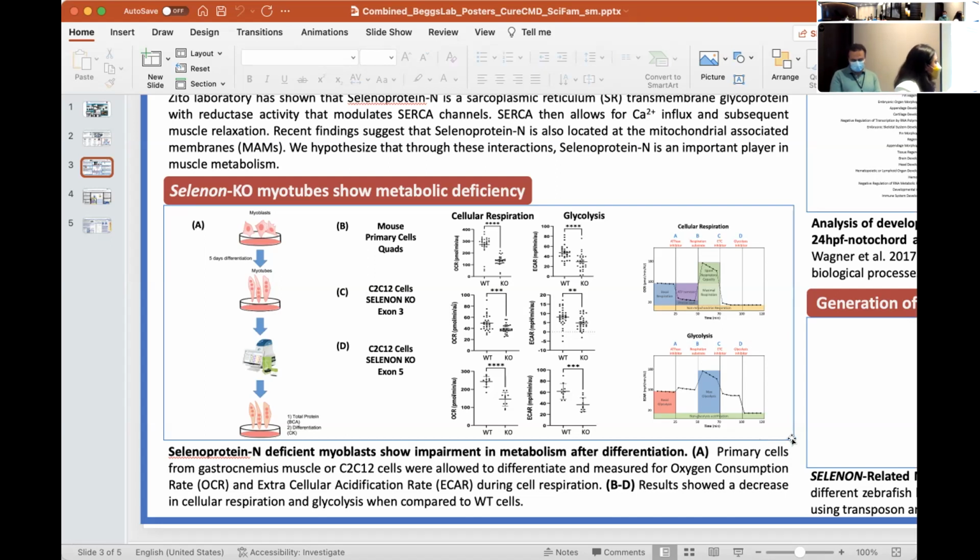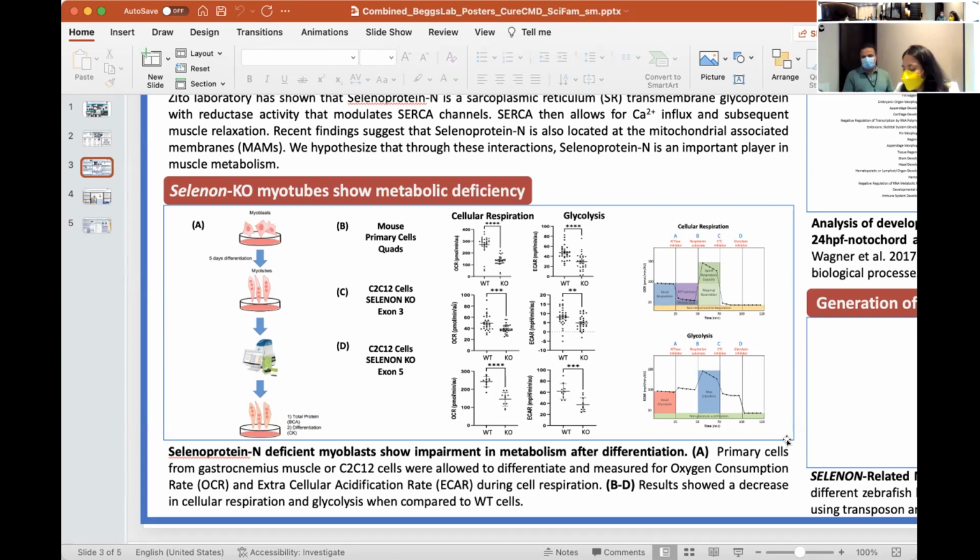I use this machine to measure the metabolism of my muscle cells. We generated different cells in which we mutated the SELENON gene, so we effectively created a cell line that is a model for the disease. And there we found that respiration of the cells was decreased in SELENON mutated cells, and the same for glycolysis.